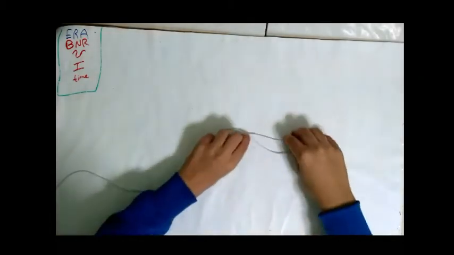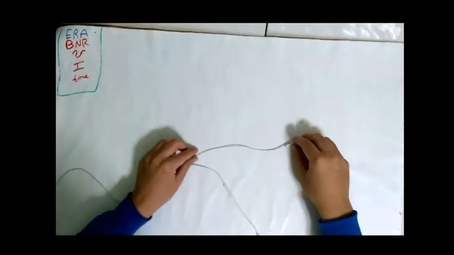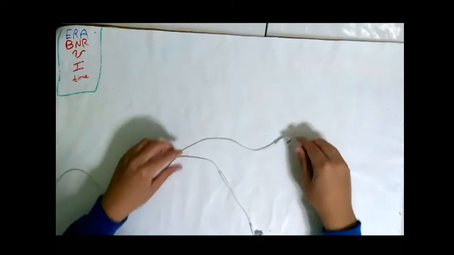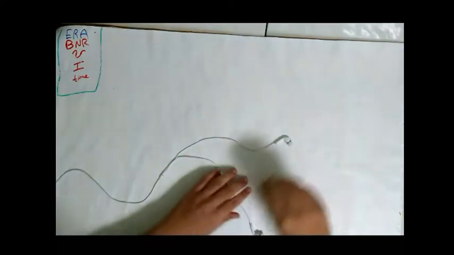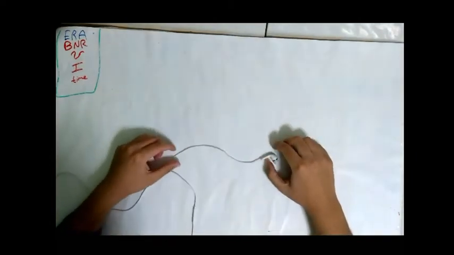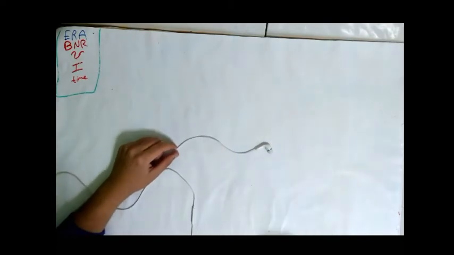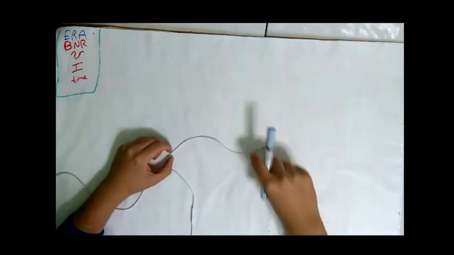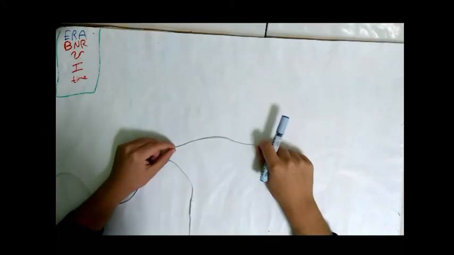So let's talk about this headphone, in which the mechanism of production of sound is similar to the mechanism of production of sound from the transducer head of a sound device. So let's go step by step.